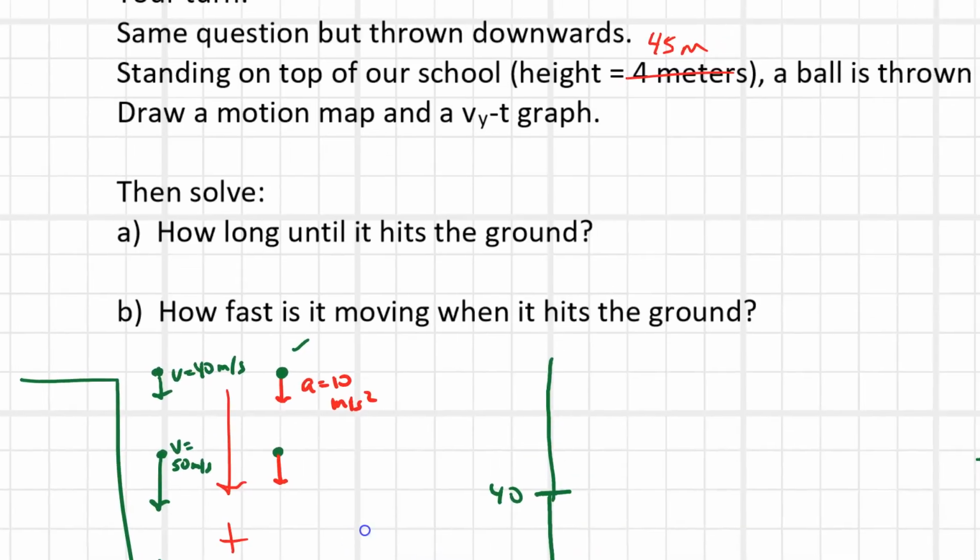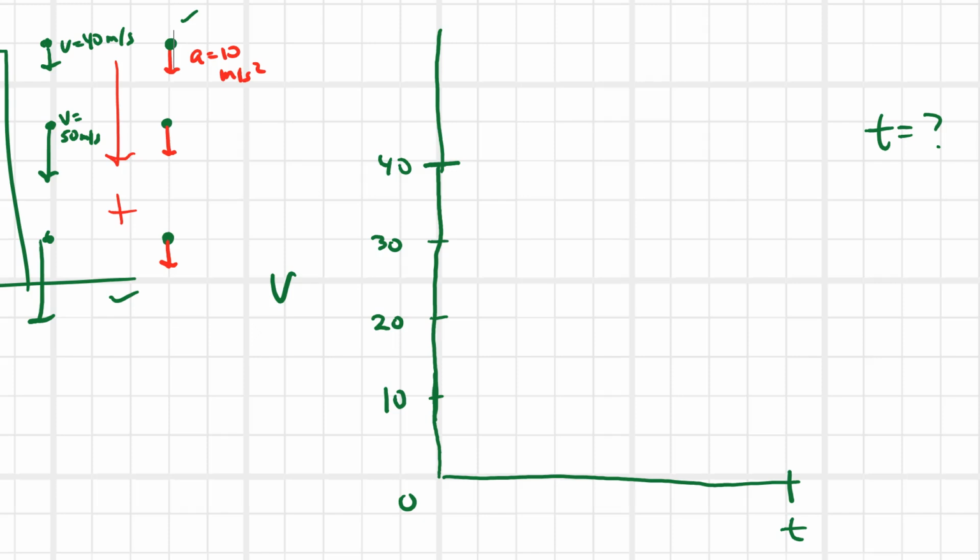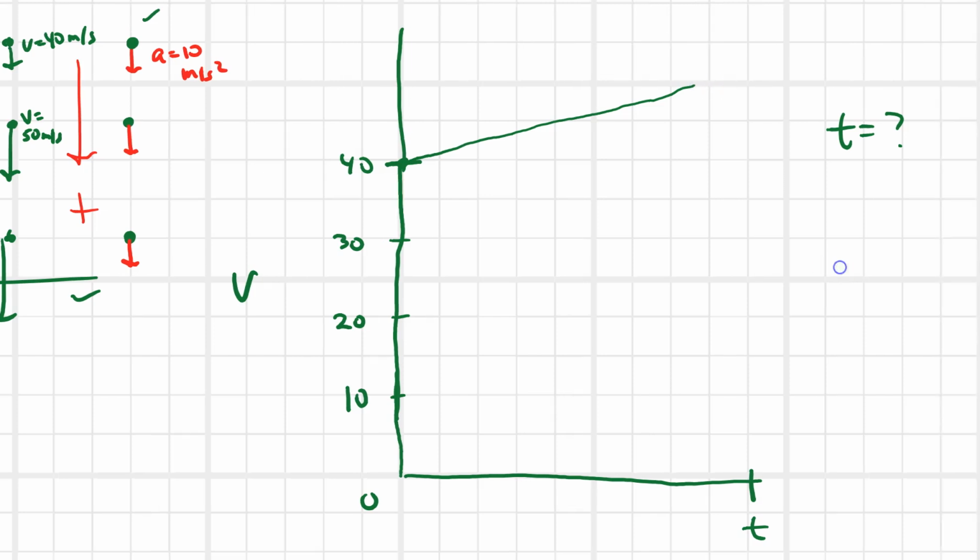Now, does it say to draw a motion map and a VT graph? So here's the beginning of my velocity time graph. Now, to begin with, it starts off at 40, and now it increases from there. So it actually would go up from there. And there's a few things we don't know. We don't know what the time is.